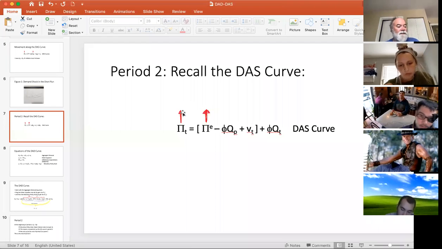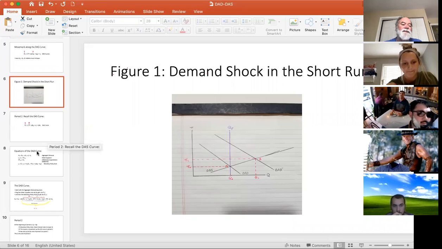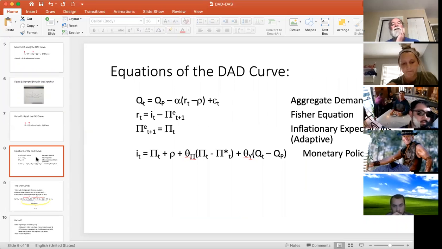Okay. Now, let's go back to this graph. What you're going to see is this DAS curve is going to be moving in this direction. Sorry, I misspoke. It's going to be moving up the DAD curve, right? So let's go back and think about the DAD curve. This is the one that's more complicated. These are the initial equations. We have our initial aggregate demand equation.